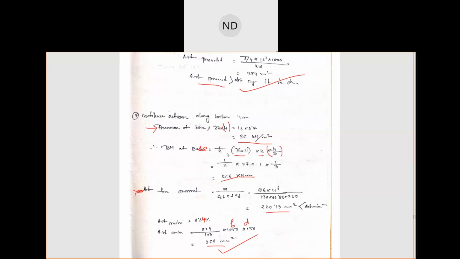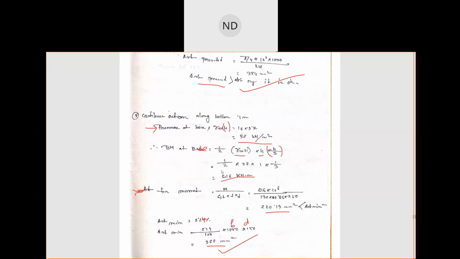Then we have, how much? We have got our bending moment at the base to be 6.16 kilonewton meter. Now once we know the bending moment at the base, we can find out the area of steel required for this bending moment.